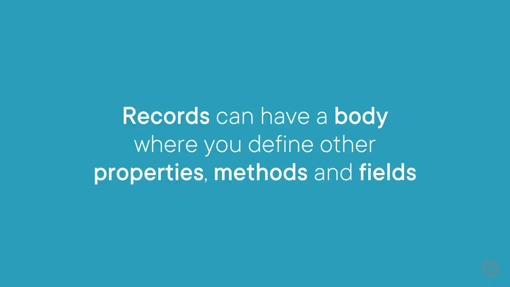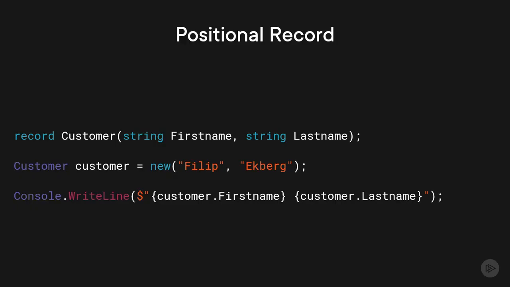You can add properties, fields, methods, and everything that you'd normally use in a normal class by introducing a body, but let's explore that later. For now, the record is completed. What we've just introduced is known as a positional record. This simple and concise syntax generates a class behind the scenes, with a constructor and the properties that we defined.